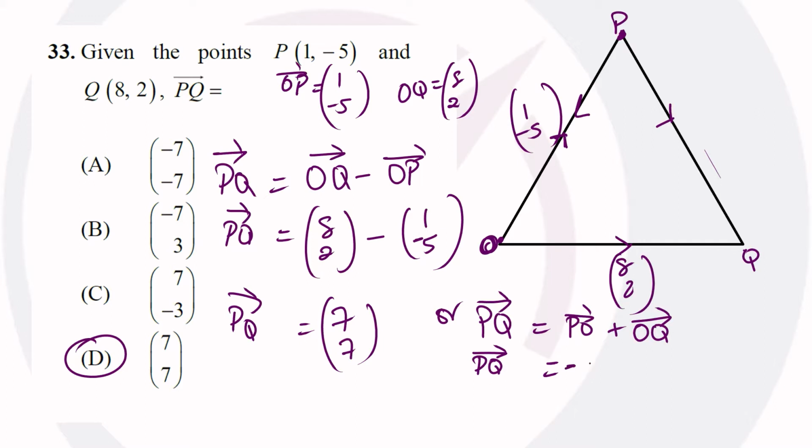Alright, so PO now is going to be the opposite of OP. So we're going to multiply it by negative. So we get (-1, +5) plus OQ, which is (8, 2). So -1 plus 8 gives us 7, and 5 plus 2 gives us 7. So you see we get the same thing. You just have to take into consideration that if you're going to work it this way, you're working with the inverse of OP, which is PO. Alright? Let's try our next one now.